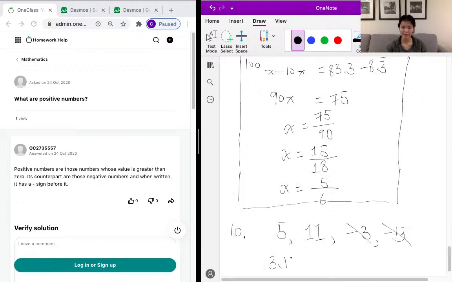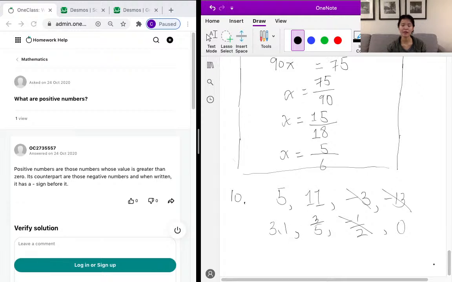Our 3.1 is a positive number, larger than 0. 3/5, positive, larger than 0. Negative 1/2, not larger than 0. And lastly, our 0 is actually not a positive number because positive numbers are strictly larger than 0. And 0 is not larger than 0 because 0 is equal to 0.